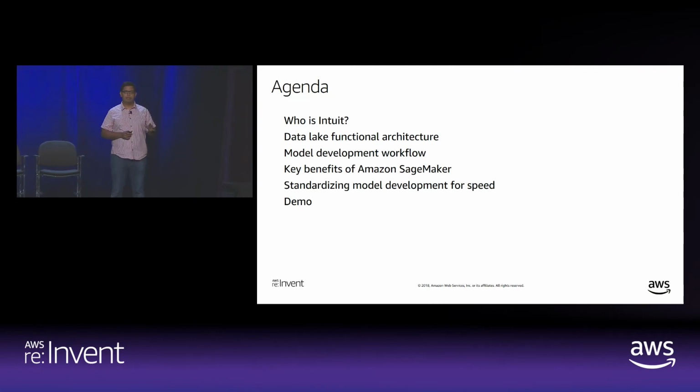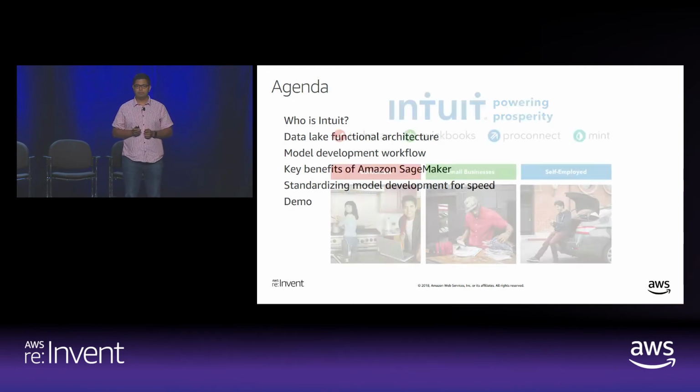This is what I'm going to talk about today, which is just a brief introduction to Intuit, how we use machine learning, a brief overview of our data lake functional architecture and which parts are served by SageMaker, a typical model development workflow at Intuit, and the key benefits of SageMaker that we've seen, and how we standardized the model development process to get speed. And then a brief demo of the stuff we've built.